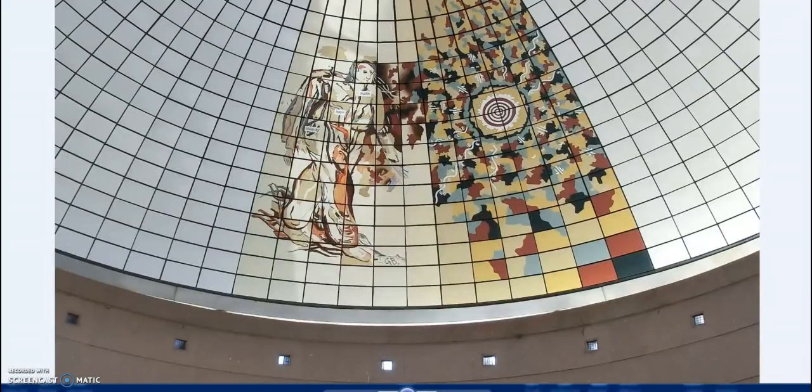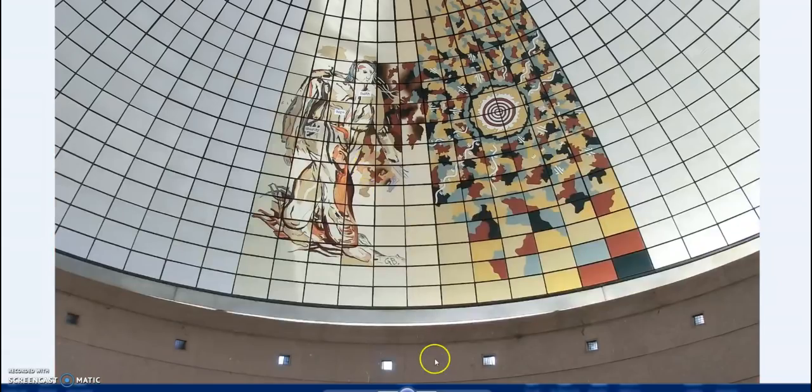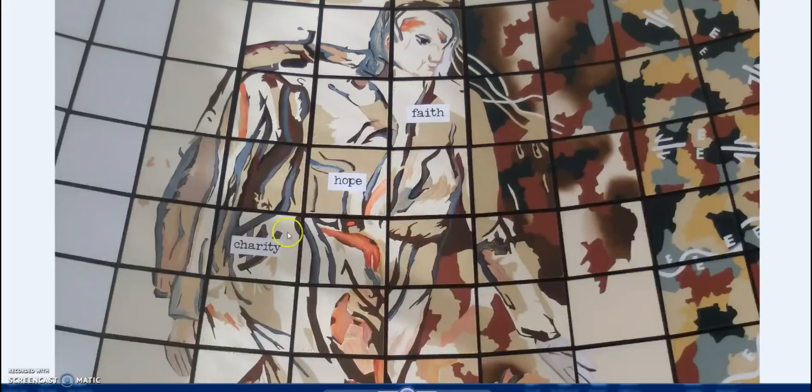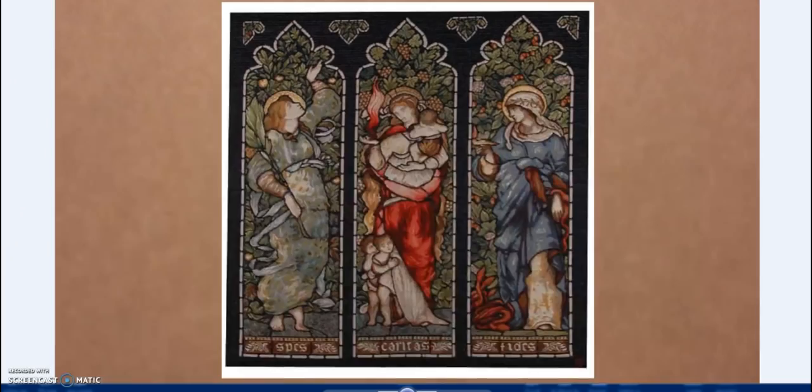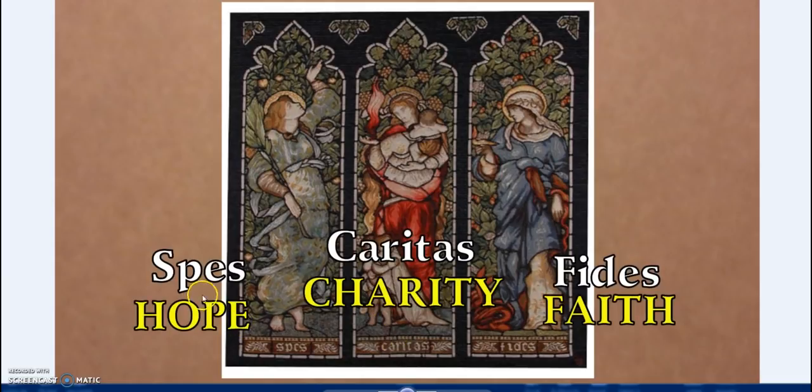Now, just to focus, I'm going to focus on this mural there. And what do we have? Faith, hope and charity. Now that's interesting, this faith, hope and charity, of course. Now this is Spes, Caritas and Fides. That's Spes, Caritas, Fides: hope, charity and faith.